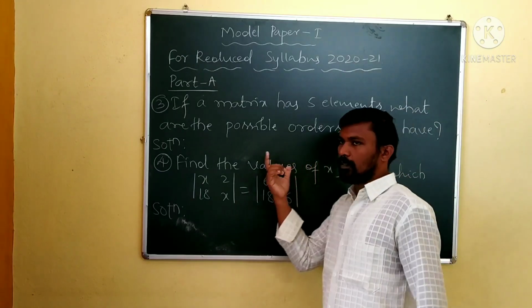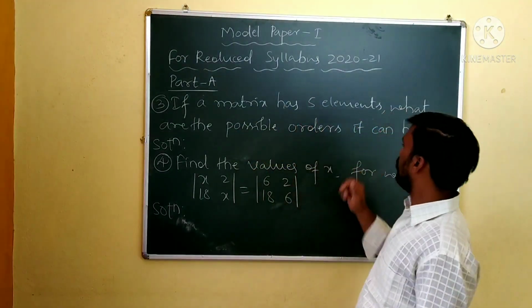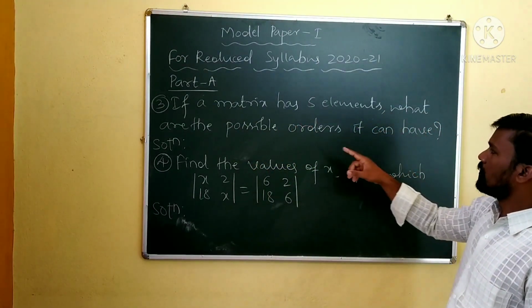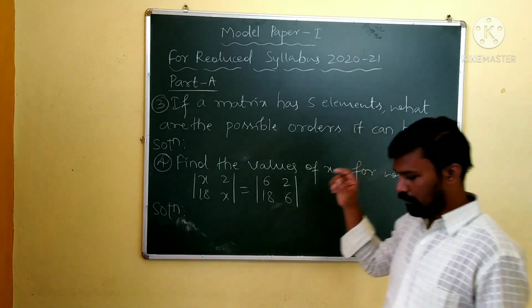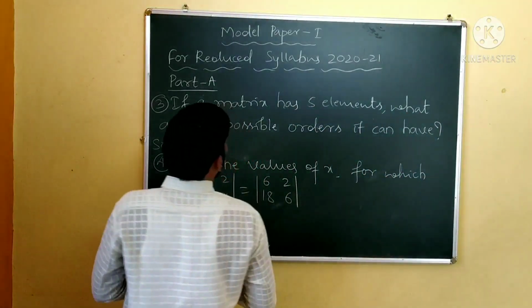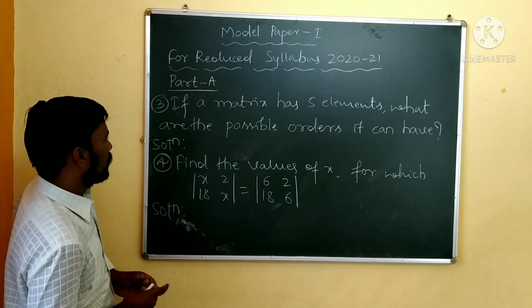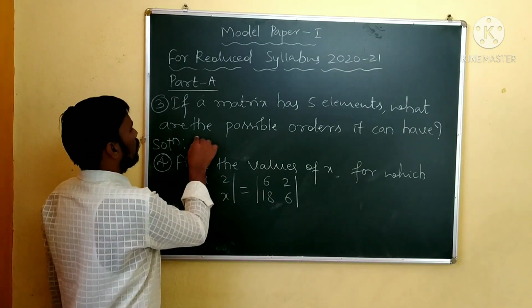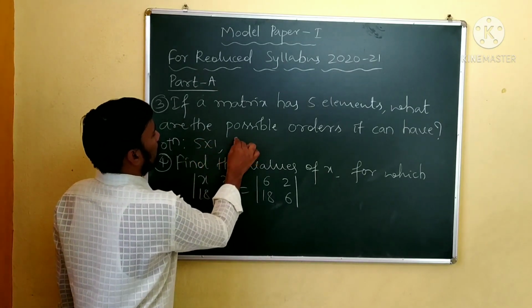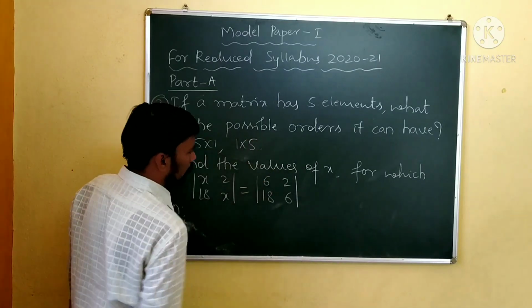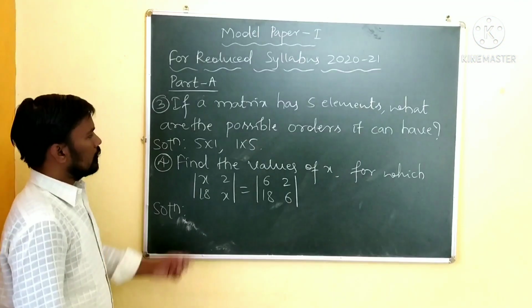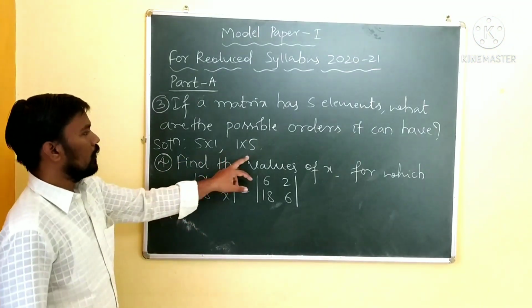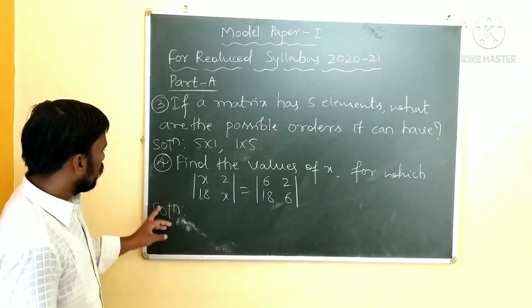See the next question, number 3. If a matrix has 5 elements, then what are the possible orders it can have? If a matrix has 5 elements, then the possible orders are 5 into 1 and 1 into 5. Only 2 orders. So 5 into 1 or 1 into 5. And look at the fourth question.